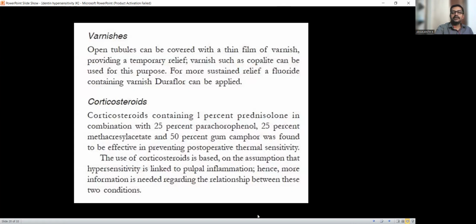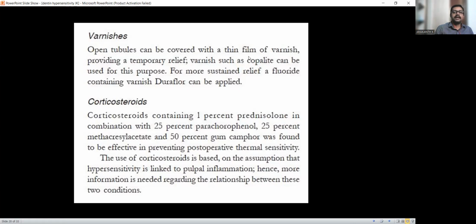Now coming to the varnish application and corticosteroid application. Open tubules can be covered with a thin film of varnish, providing temporary relief. Varnish such as copalite can be used for this purpose. For more sustained relief, a fluoride containing varnish, Duraflor, can be applied.